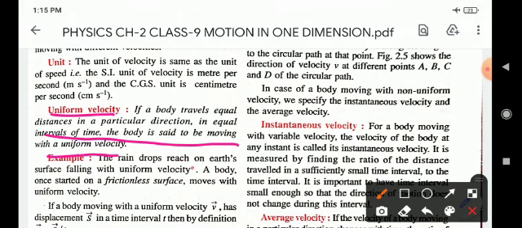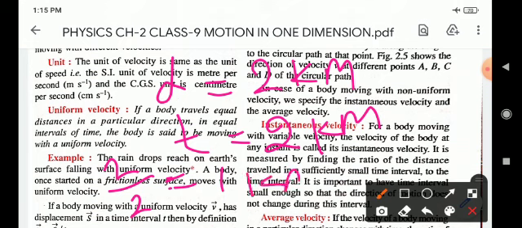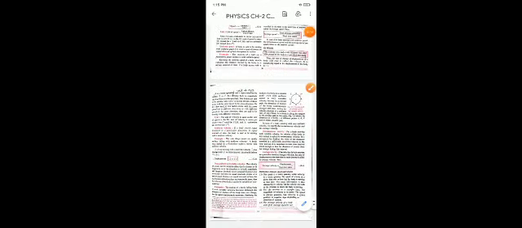For example, if displacement is equal to 2 kilometer and time is equal to 2 hour, the uniform velocity is 2 upon 2, because the formula is velocity equal to displacement upon time, that is 1 kilometer per hour. It has a direction, like 30 degree, 40 degree, east or west. Okay.